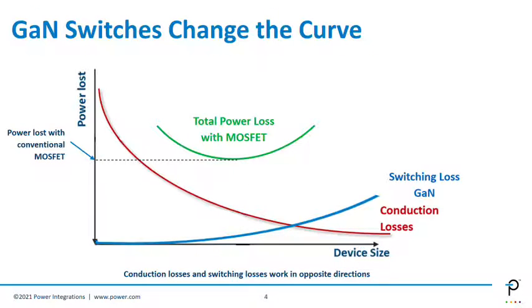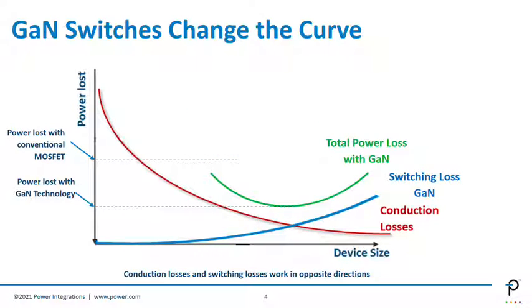Well, GaN changes the equation because as device size gets bigger, obviously your conduction losses go down, but your switching losses don't increase at the same rate. And so what you end up with is a completely different power curve, and that gives you a fundamental advantage that MOSFETs just can't beat. And that means you can use more channel, more conductivity without the penalty of increased switching losses.